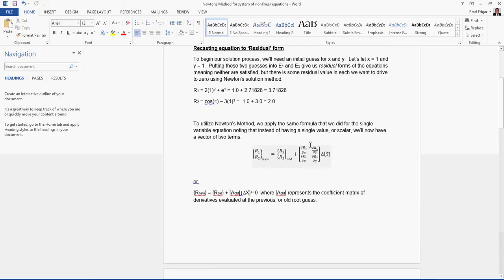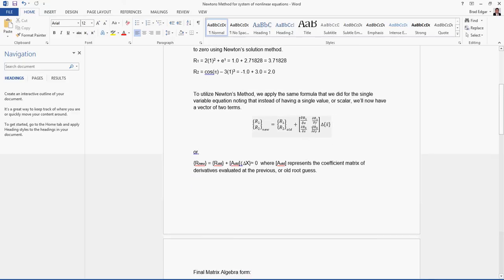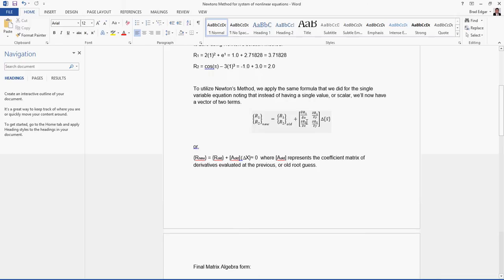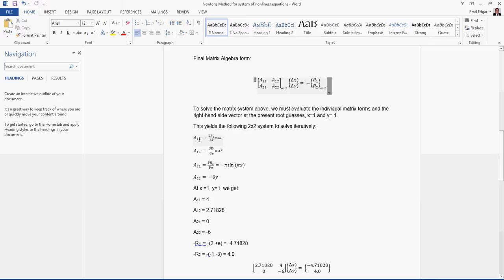Now, the big difference is the derivative of the function is now a 2 by 2 matrix, not a scalar number. So when I plug in x1 and y1 for this initial root guess, I'll get a 2 by 2 coefficient matrix. So I come down here and I evaluate the derivative terms. So a11 is the derivative of r1 with respect to x. That's simply 4x. The derivative of r1 with respect to y is simply e to the y. The derivative of r2 with respect to x is negative pi times sine of pi x, and a22 is simply negative 6y.